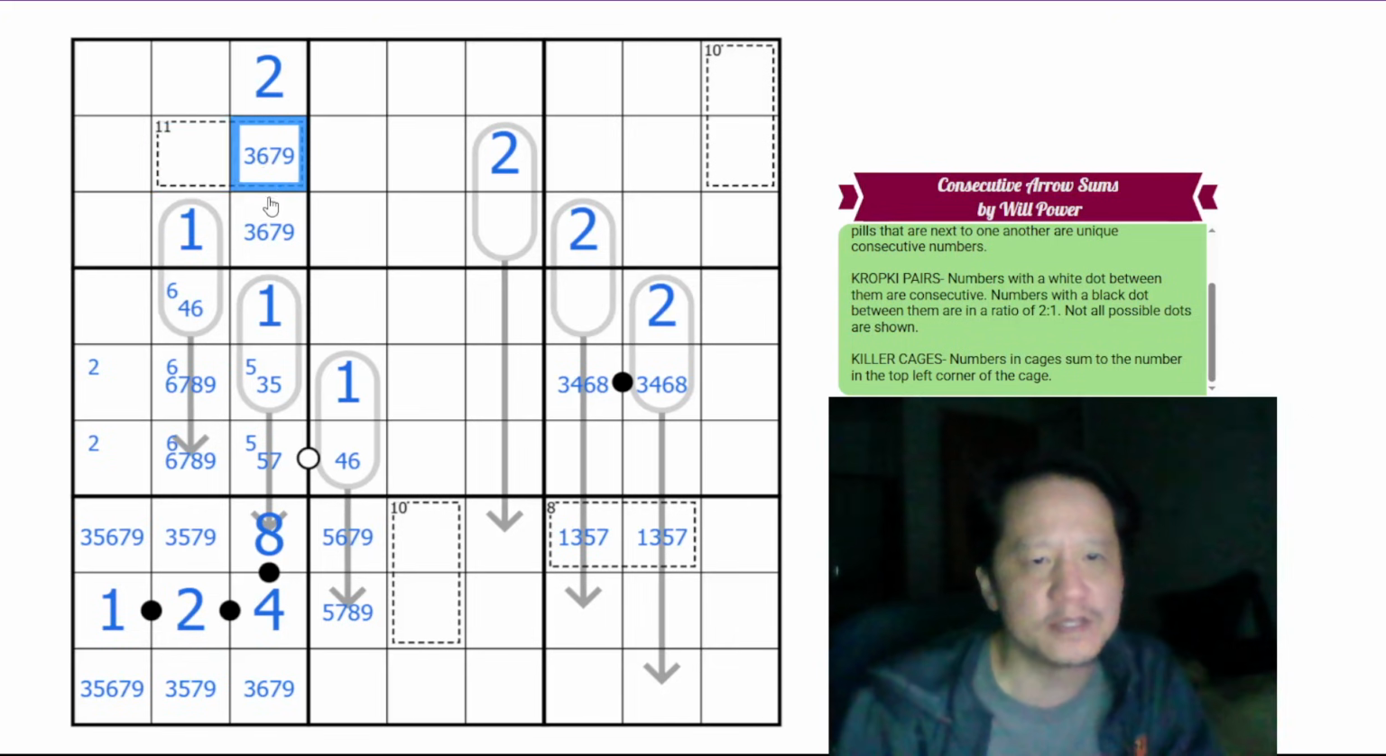To add, this cannot be 9 because 9 and 2 add up to 11. 3 would require 8 to be here. 6 would require 5 to be here. 7 would require 4 to be there.